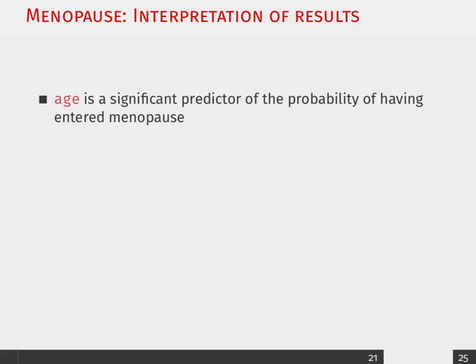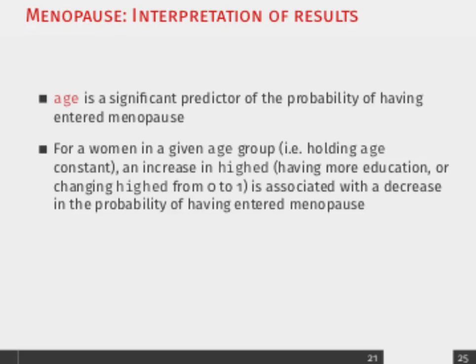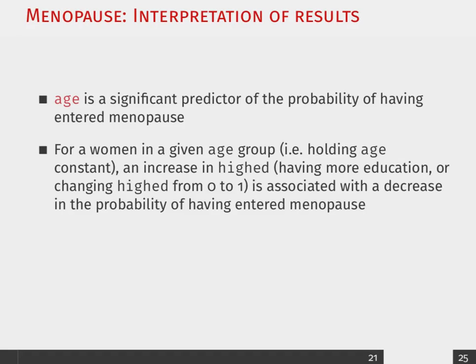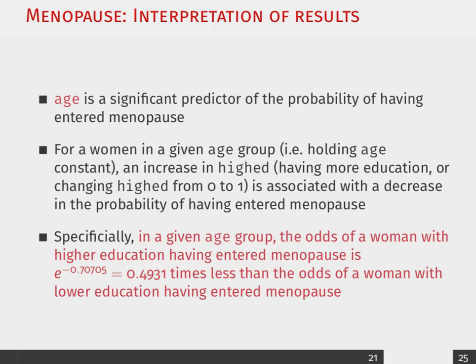So, for a woman in a given age group, we can also look at the effect of higher education. Now, holding age constant, going from less to more education is actually associated with a decrease in the probability of entering menopause. So specifically, in a given group, the odds of a woman with higher ed having entered menopause are 0.49 times the odds of a woman with lower education having entered menopause.